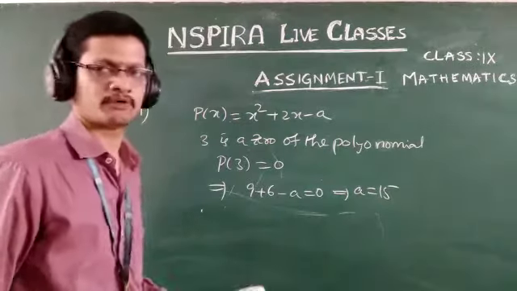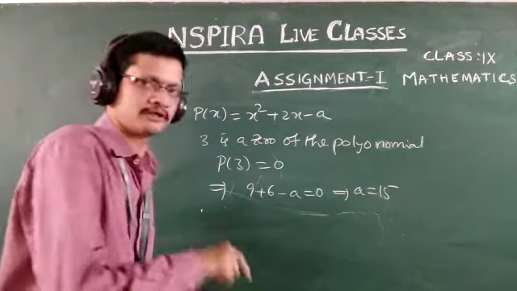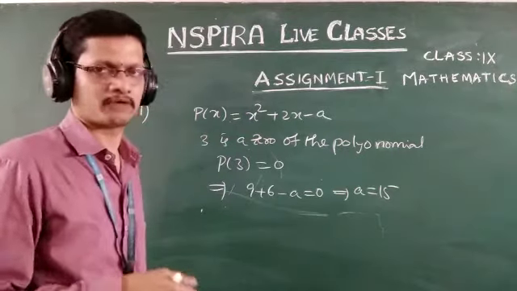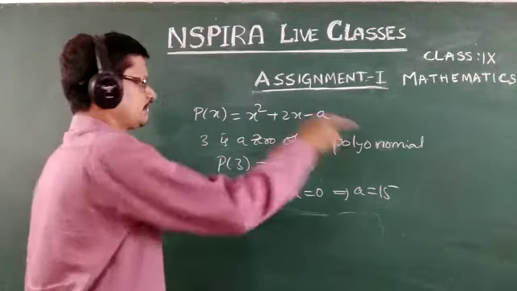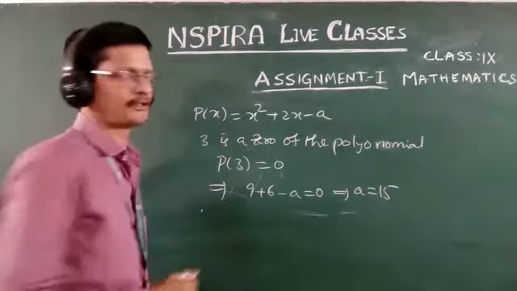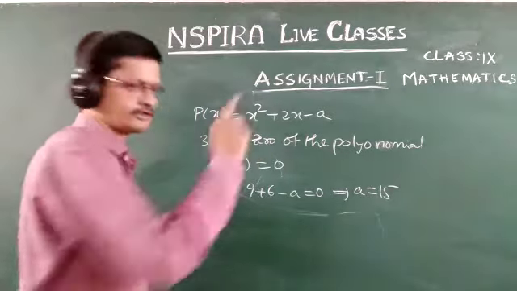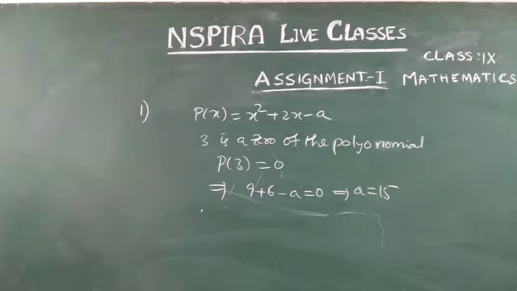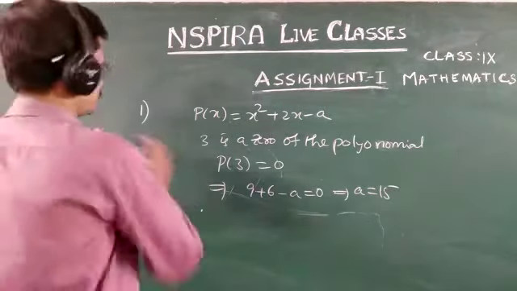0 of the polynomial: for what value of x the value of the polynomial becomes 0. Here they said that 3 is a 0 of the polynomial. If p of x is the polynomial, 3 is 0 of the polynomial means p of 3 is equal to 0. Now see the second question.